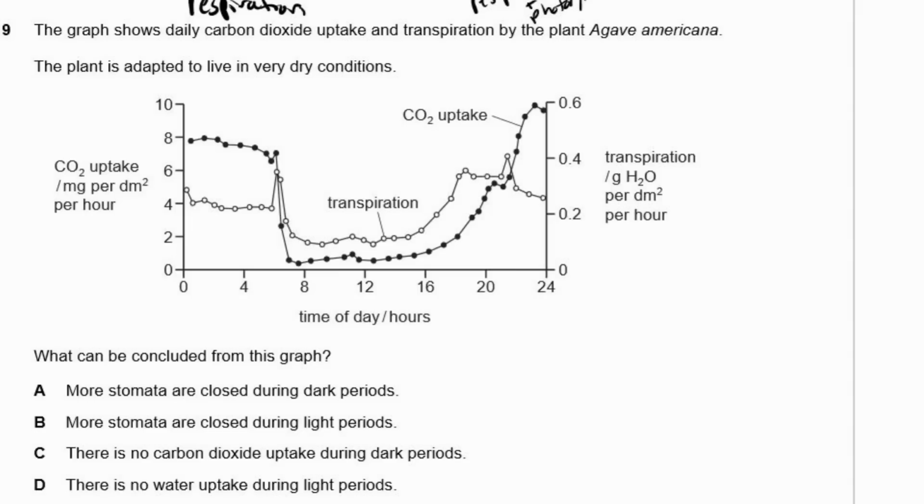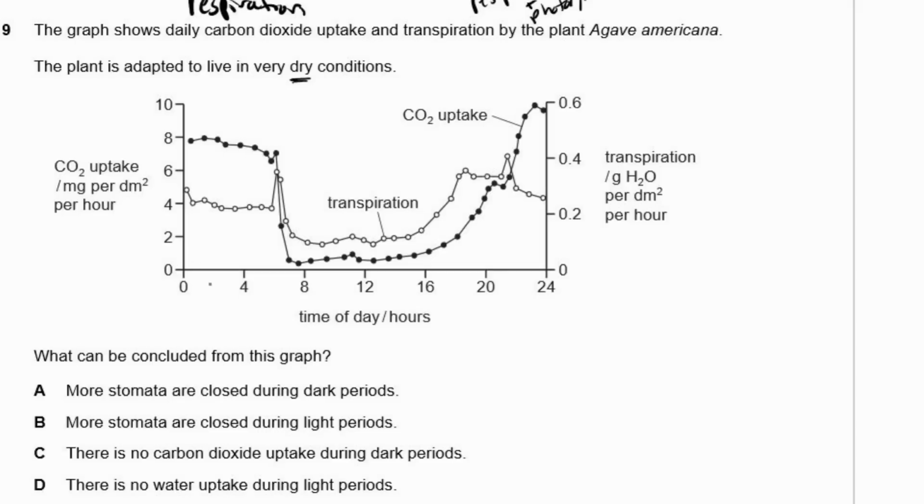Question 9. The graph shows daily carbon dioxide uptake and transpiration by the plant Agave americana. It doesn't matter what the plant is, it's just saying what the carbon dioxide and transpiration uptake is in a plant. The plant is adapted to live in very dry conditions. So that's just the way this plant is. Okay, so it says what can be concluded from this graph.